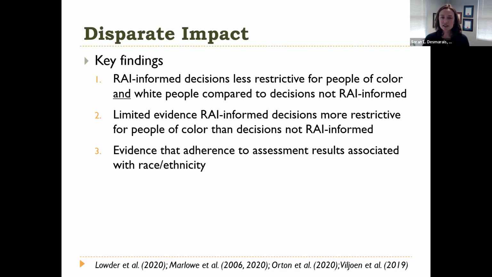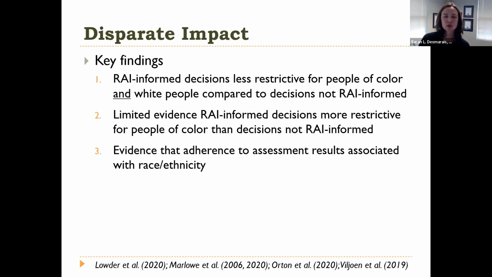Well, what do we know so far? This is the least studied area in this work, and it's the most important, and there are several ongoing large-scale studies looking at this. But what do we know so far? Risk assessment informed decisions are less restrictive, meaning more people are going into community settings with fewer conditions, for people of color and for white people, compared to decisions that are not informed by risk assessment. So in other words, going back to the previous slide, when folks are using risk assessment results and making decisions in line with them, we are seeing more people go into the community and getting community placements. There's really limited evidence that any risk assessment results are increasing the restrictive nature of decisions for people of color compared to decisions without risk assessment instruments.